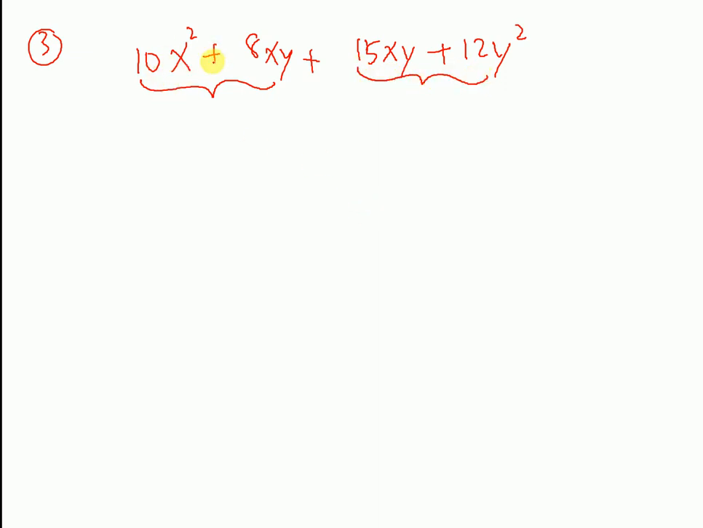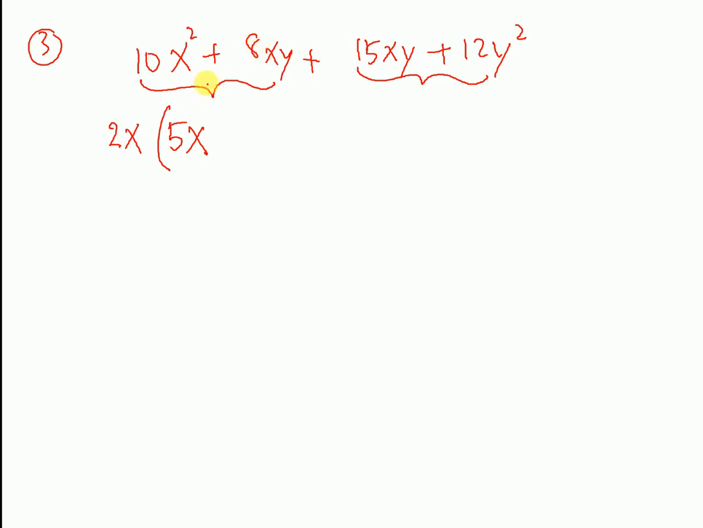Now the first group, I can factor out 2x because 10 and 8 have a common factor of 2, and x squared and xy have a common factor of x. So when I took out 2x, the first term here, I have 5 left because 5 times 2 gives me back 10. Now x, I took out 1, I have 1 left.